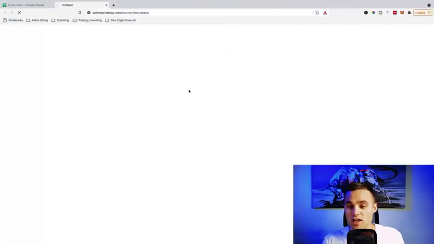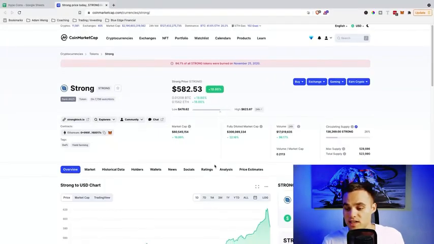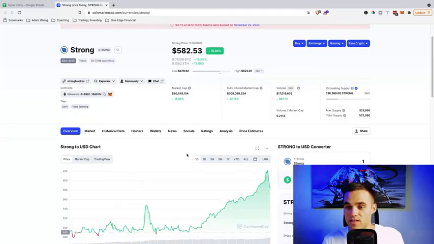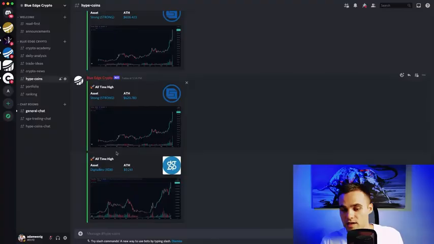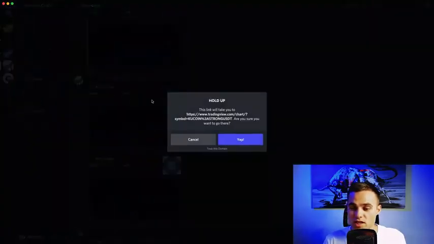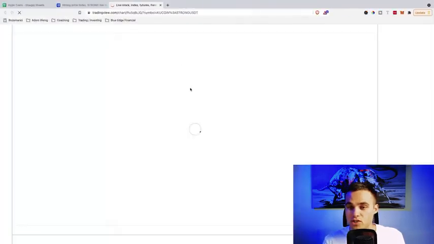So you can just click on it here. Okay. You can see the price here and you can see what it's done recently, right? The other cool thing about it is you can actually just click right here and it'll take you directly to TradingView.